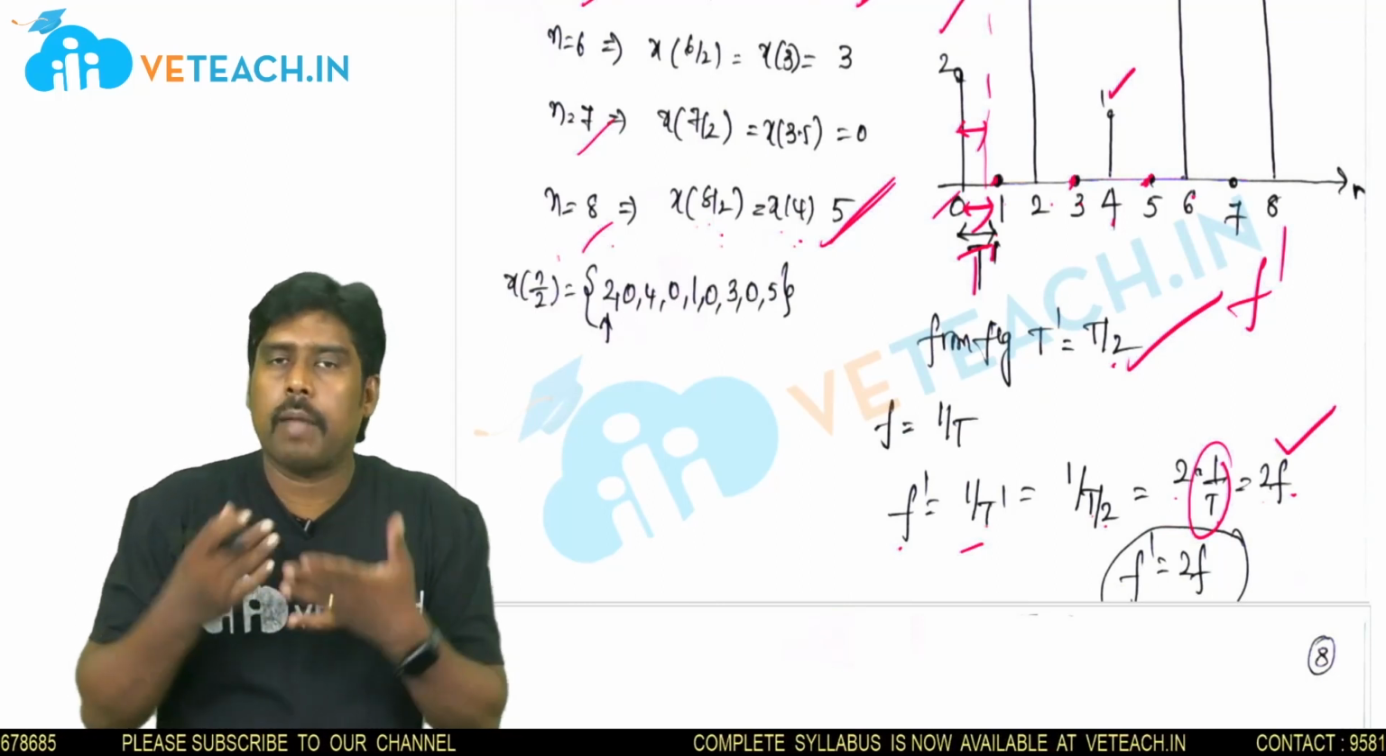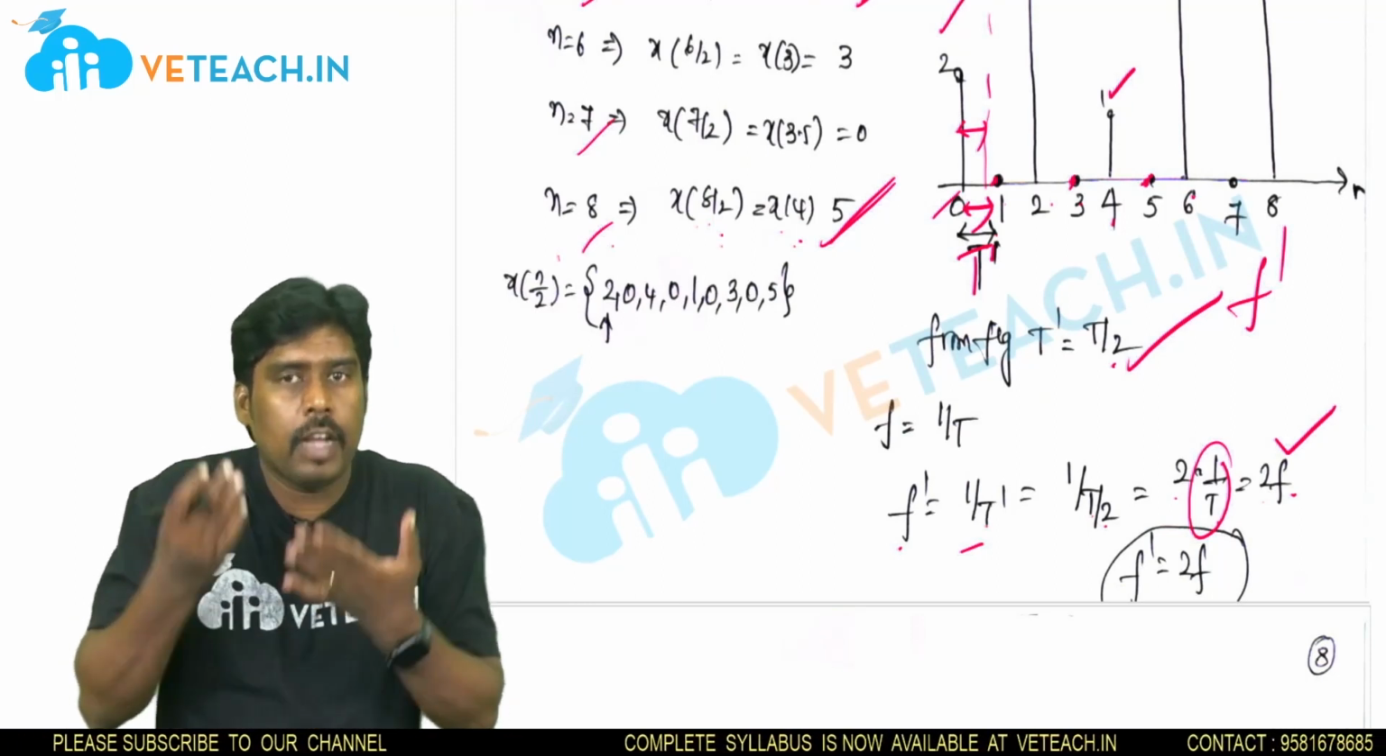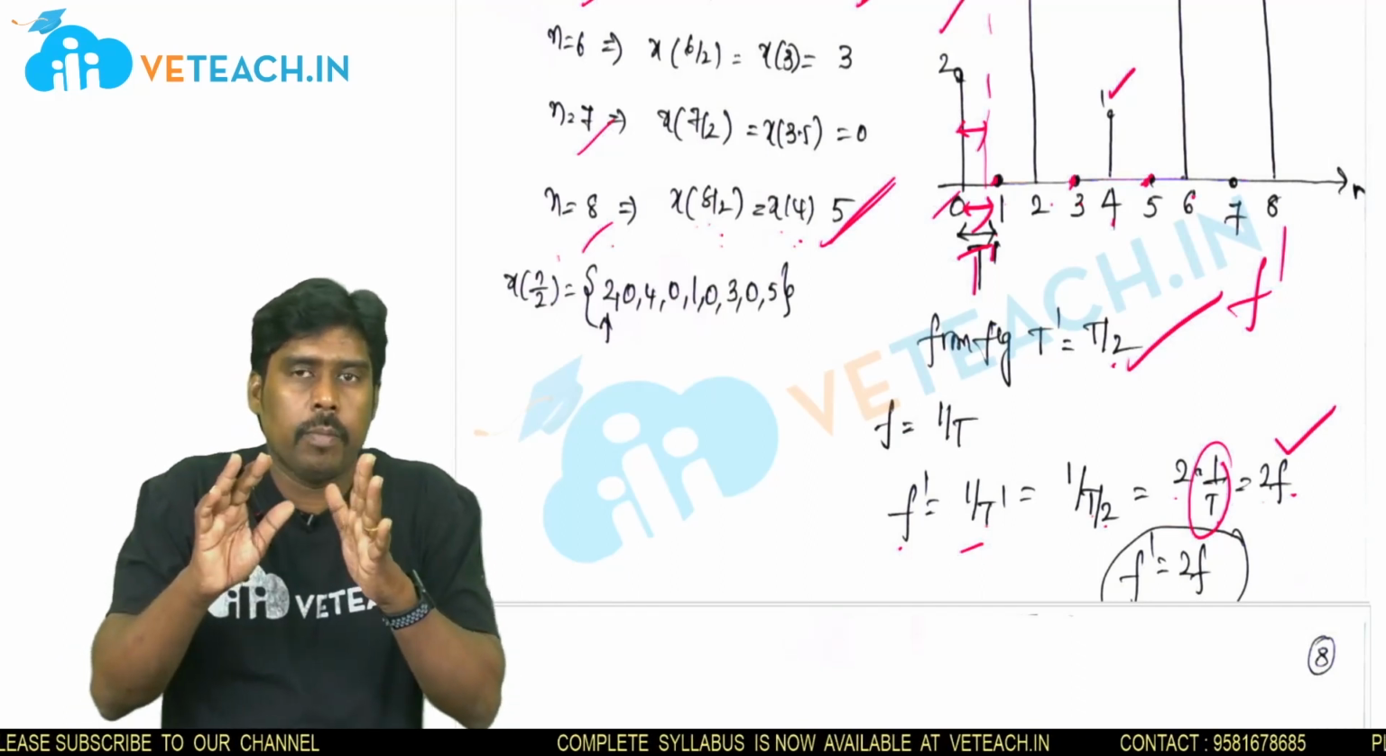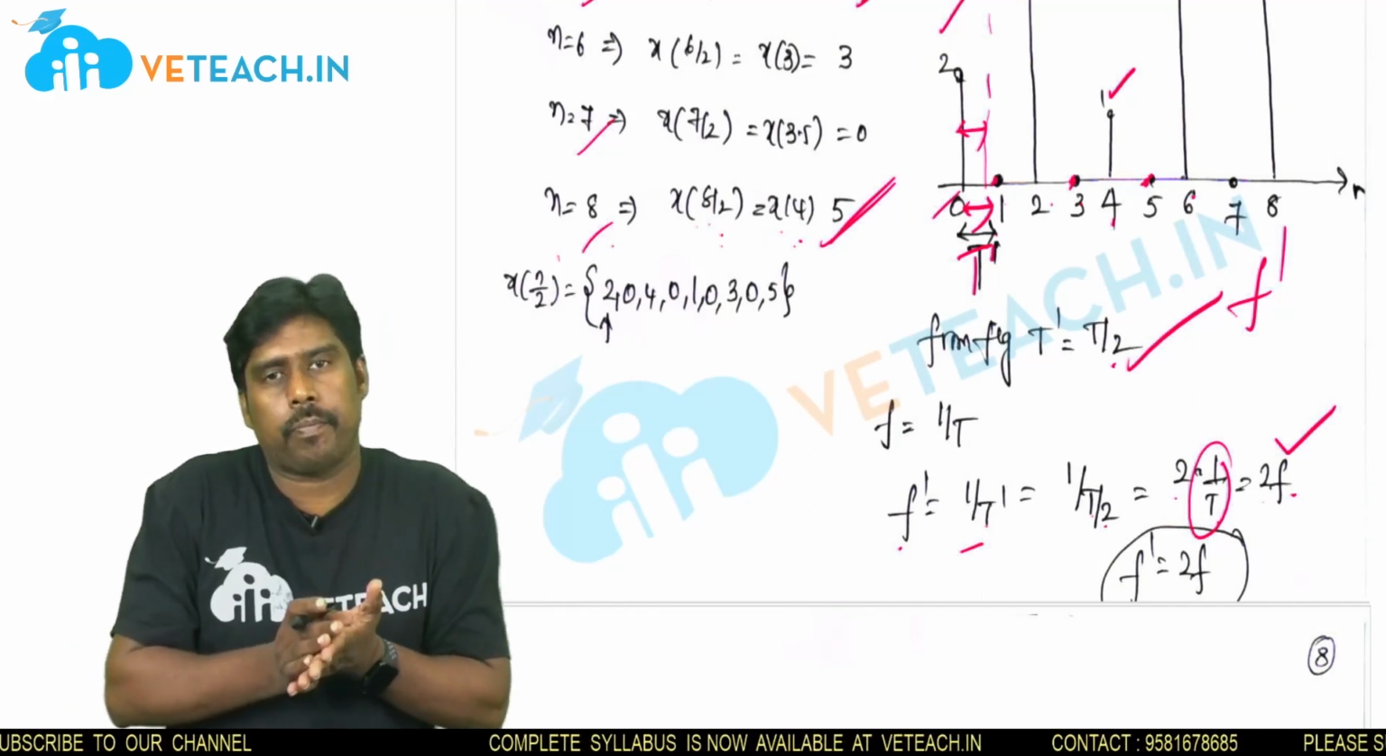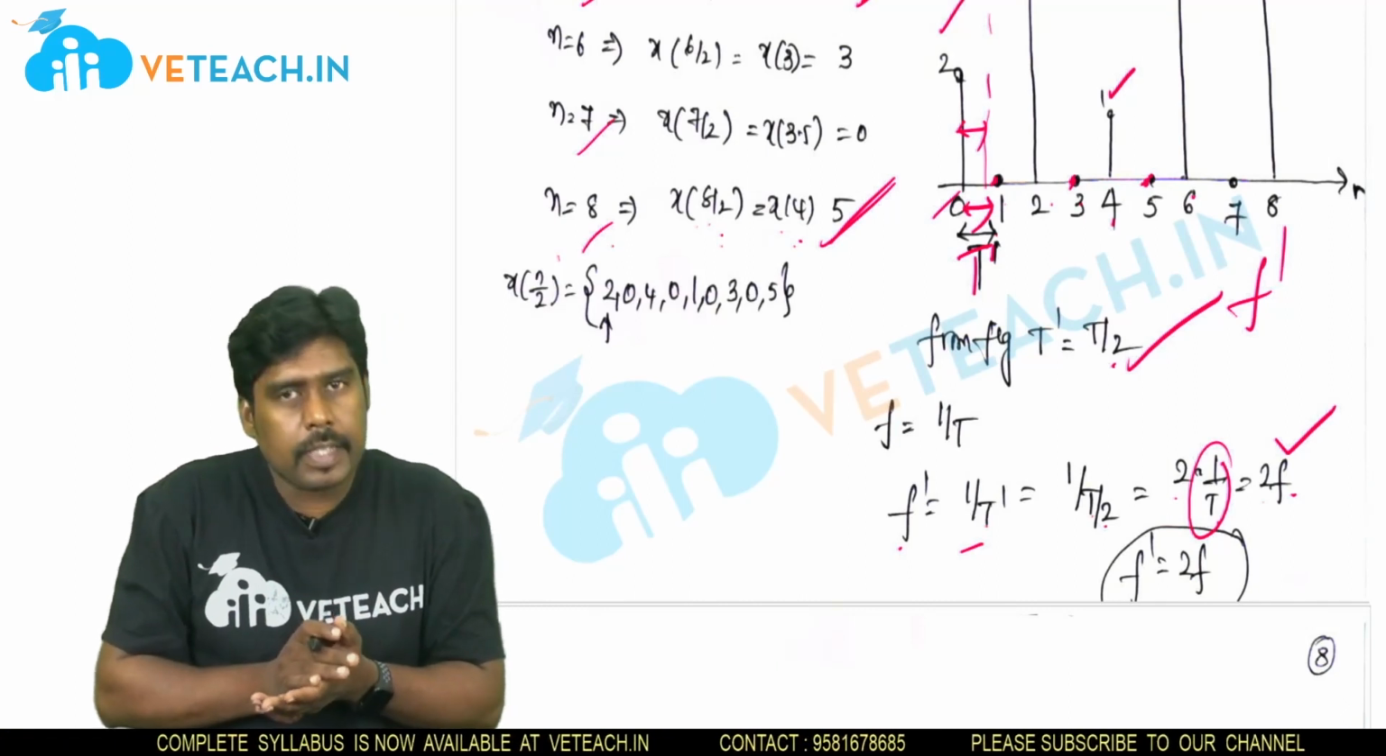Why? Because the capital L value is 2. Suppose the L value is 3, the output frequency will be 3 times the input frequency. This is an important question in competitive exams.